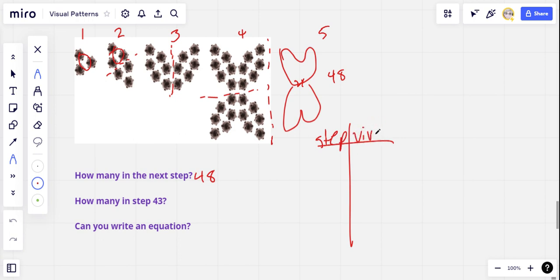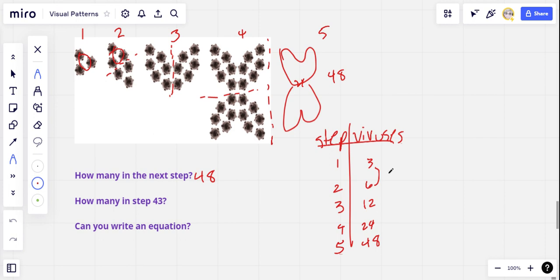But let's make a chart with the step number and the number of viruses. So in step 1, we've got 3. In step 2, that doubles to 6. In step 3, that doubles to 12. In step 4, 24. And in step 5, we're predicting 48. So when we approach patterns like this and try to analyze the numbers, we usually take the differences. And if it's a quadratic, we want to take the difference of the differences to confirm that. Something interesting is going to happen here.